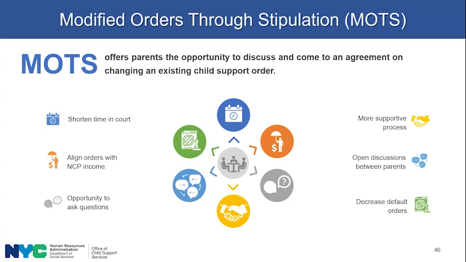Next, the Office of Legal Affairs reviews the signed agreement, documents, and petition. Then the approved stipulation package is filed in court for a hearing to be scheduled. Typically, only one court appearance is required for an order on consent. Now, the benefits are that it would shorten the time spent in court.